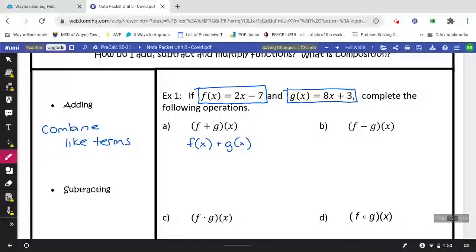You're just going to take each of your functions, 2x minus 7, put it in a parenthesis, add it to the g of x function, 8x plus 3. And then you just add like terms. 2x and 8x makes 10x. Negative 7 and positive 3 makes negative 4.